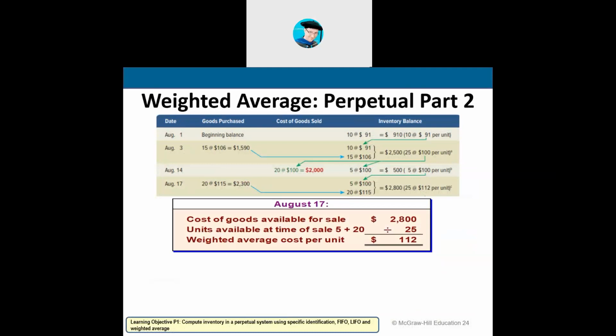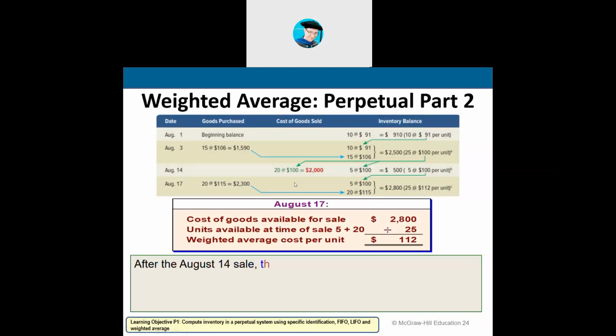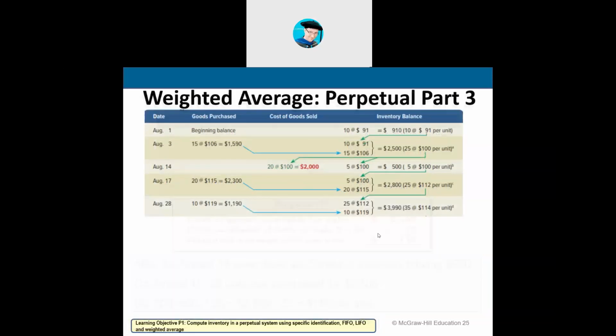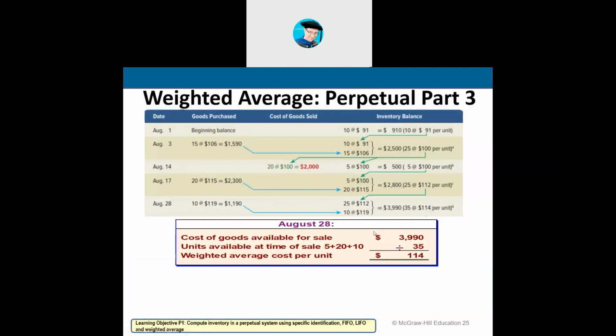August 17th, I made an additional purchase. At the end of August 17th, I had 20 mountain bikes plus the 5. Or no, I'm sorry, I had 5 remaining plus the purchases, so it's 25 units, $2,800 total inventory divided by the 25 bikes gets me to $112 weighted average cost at August 17th. And the process continues like this.